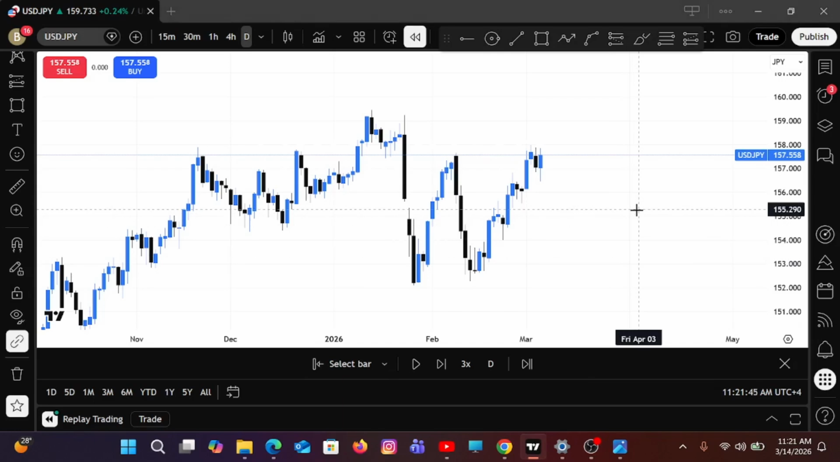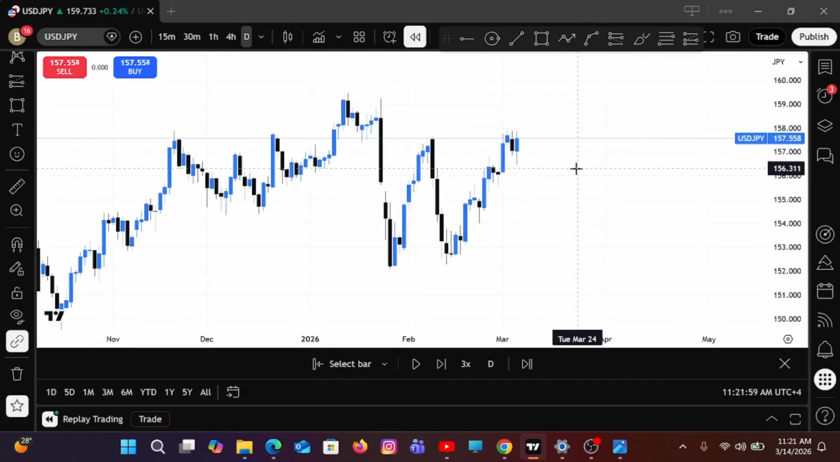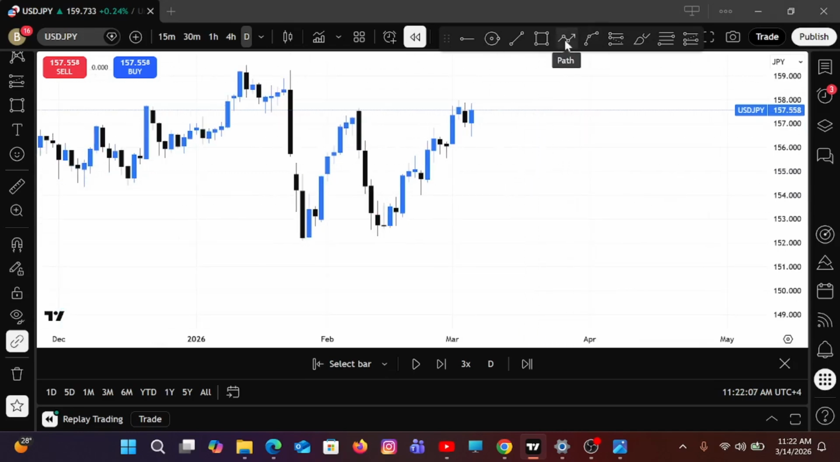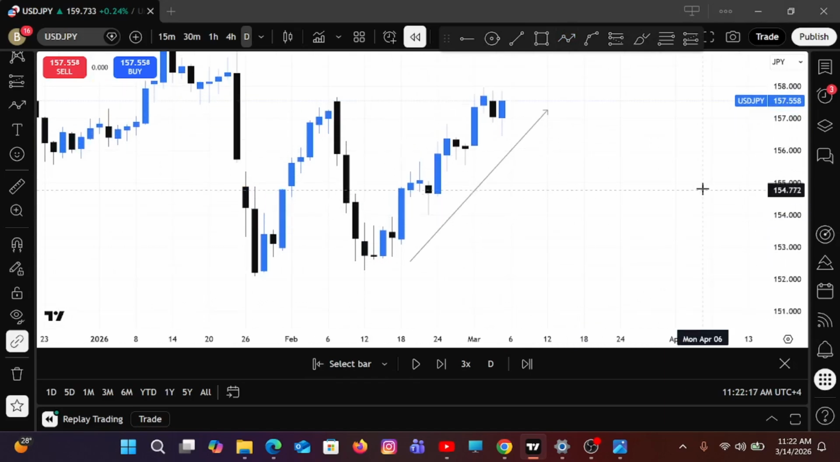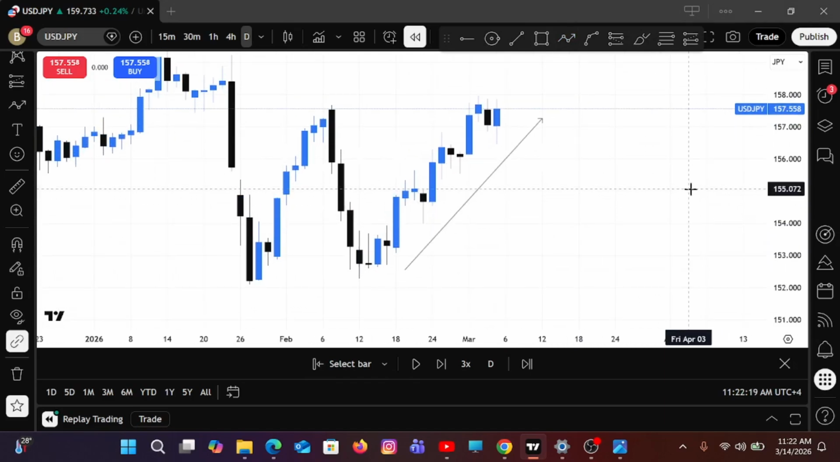So first of all, I mainly use four time frames: the daily time frame, the 4 hour, the 1 hour, and the 15-minute time frame. The daily time frame is just to know the overall bias of the market. Here the market is clearly in an uptrend. That's just what I need to know when I'm on the daily time frame.